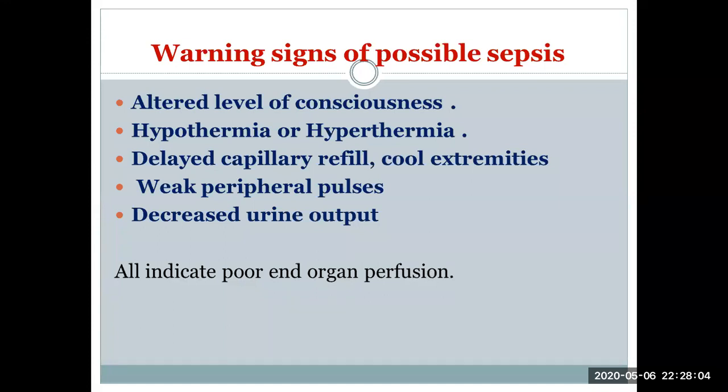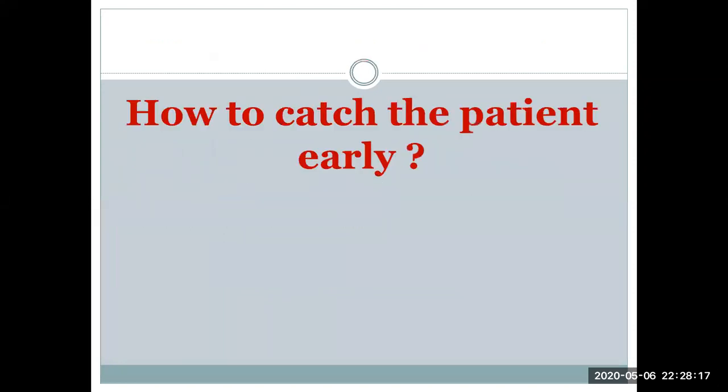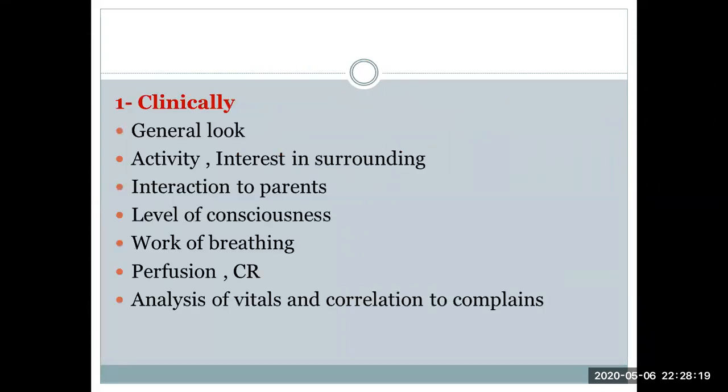If you catch your patient early, that will be a good catch. If not, your patient might go into the irreversible cascade of sepsis and subsequent multi-organ failure and death. Okay, how do you catch the patient early? I would say clinically, by general look, and we have spent a few minutes discussing this point. If you don't understand, just let me know, and I will repeat it for you.